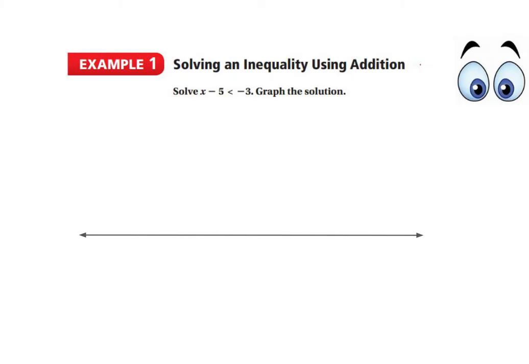So let's look at our first example. Solve an inequality using addition. You are going to notice that I still draw the line and I still isolate the variable x. The opposite of subtract is add. So I add 5 to both sides. Opposites cancel and I'm left with x is less than 2. So I put 2 on my graph. My circle is going to be open and my arrow is going to point to the left. So anything less than 2 would be a solution to this inequality.